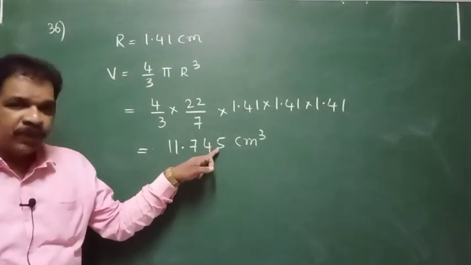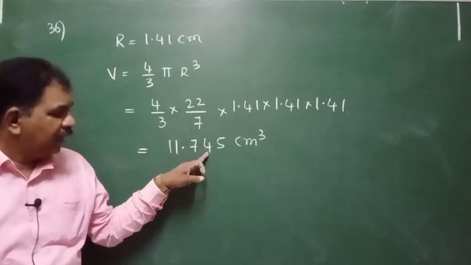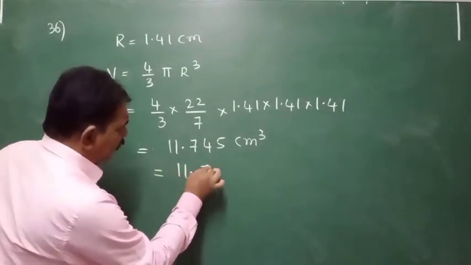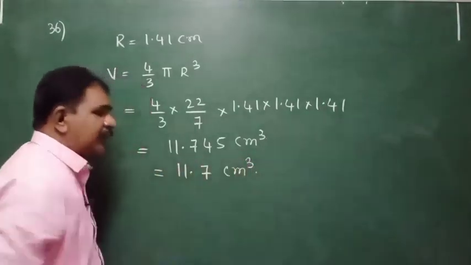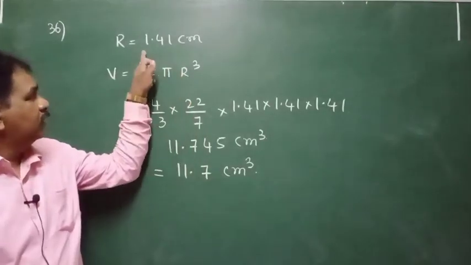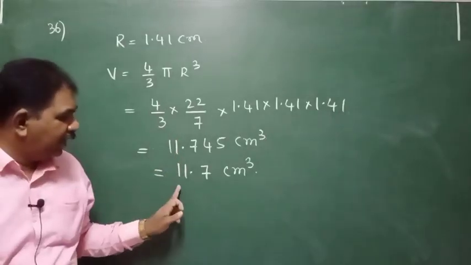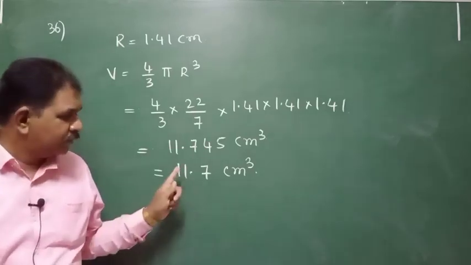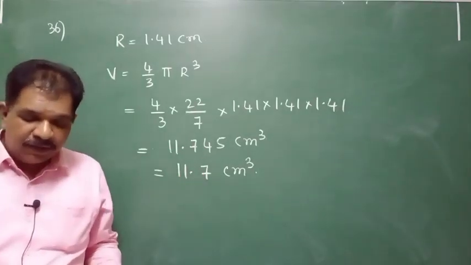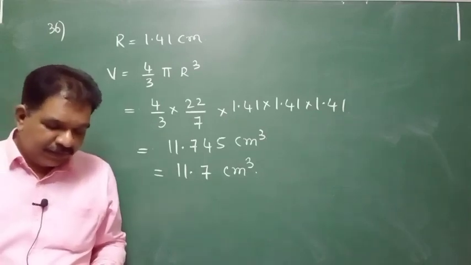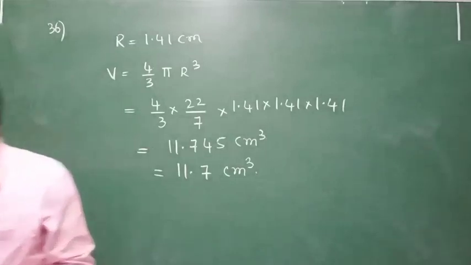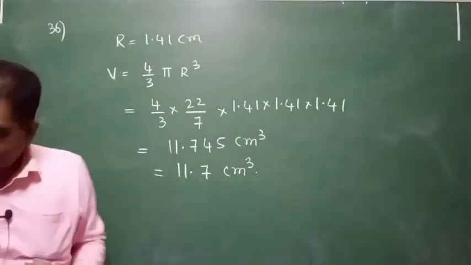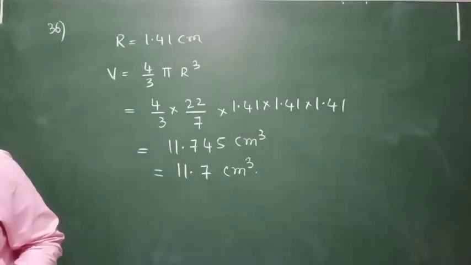If you neglect this 5, this 4 will not change. If you neglect this 4, this 7 will not change. So this value will be 11.7 centimeter cube. Here the radius is 1.41, so the final answer will also have only 3 significant figures. So the answer will be 11.7. Clear? Next, 37. So what is the answer for 36? It will be the third option.